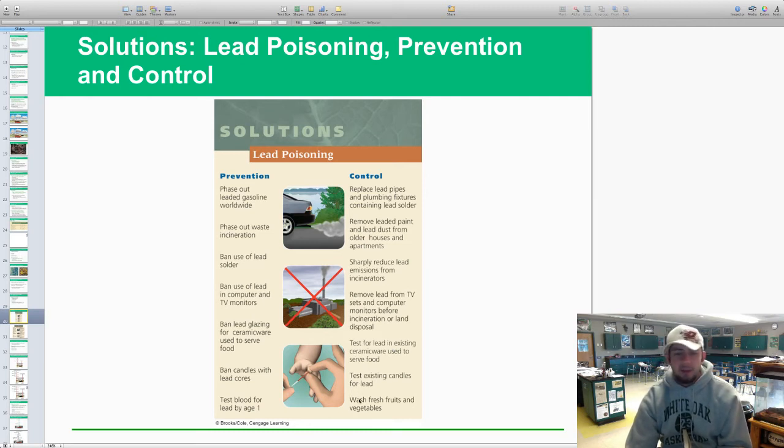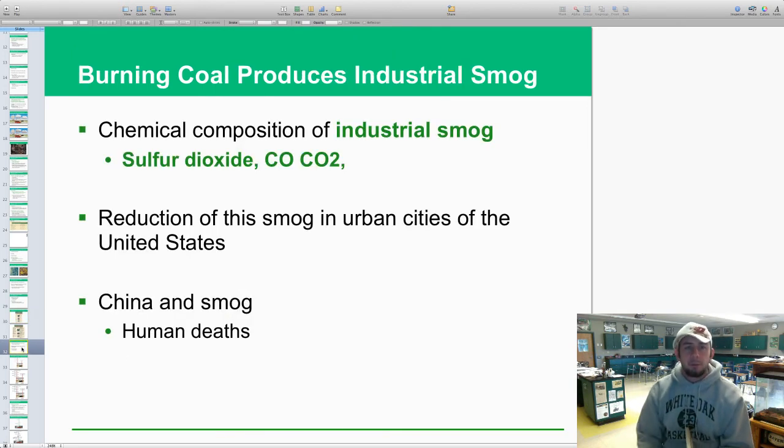Test existing candles for lead. Wash fresh fruits and vegetables, which that air mass could condense lead on top of. All right. Let's take a look at burning coal producing industrial smog. So that's one of our biggest contributors to air pollution.